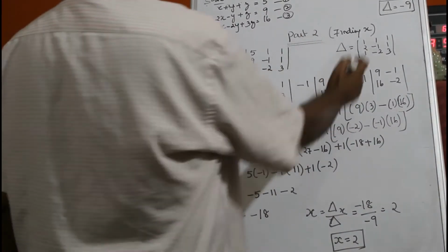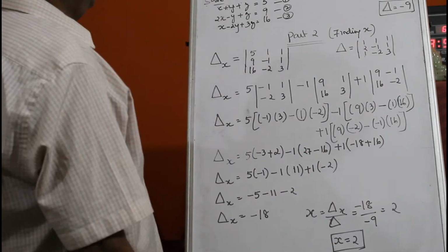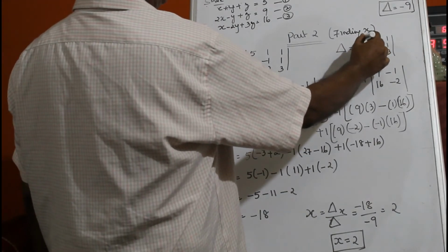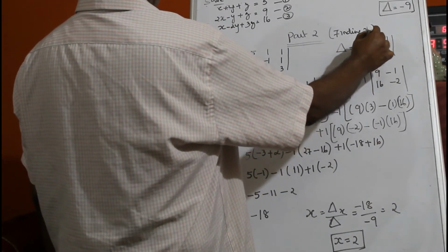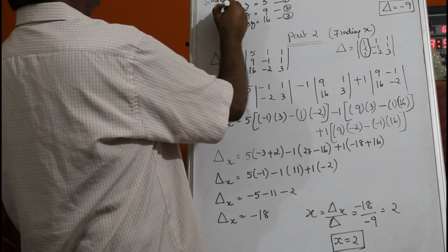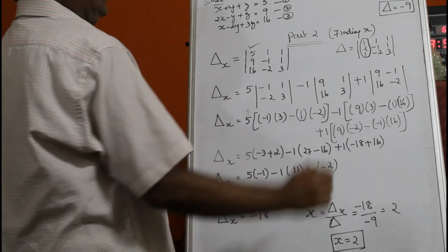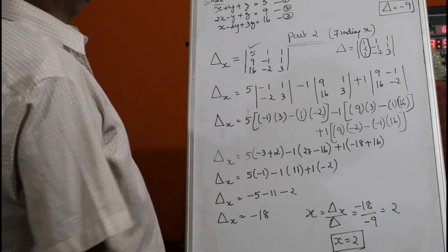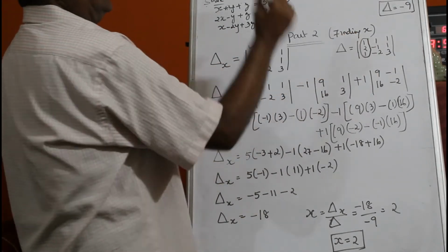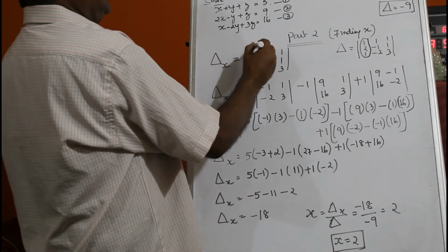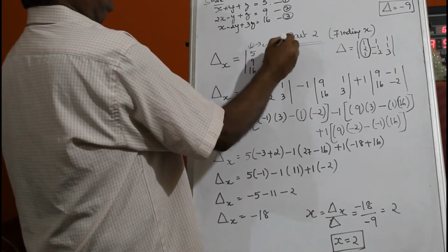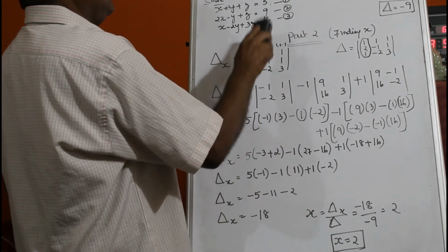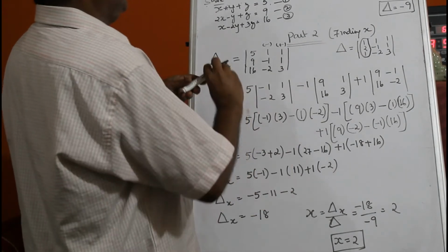Now coming to part 2, we have to find the value of x. Now what you do, you write delta x, suffix x. Now remove this value 1, 2, 1, 1, the coefficient of x, and you put the constants 5, 9 and 16. So hope you understood. Remove the 1, 2, 1, the coefficient x, and put the constant, and other two you write as it is in delta. And you know the first number is plus, the second number is minus, and third one is plus. So you try to expand this as we expanded delta. So the first one is plus.